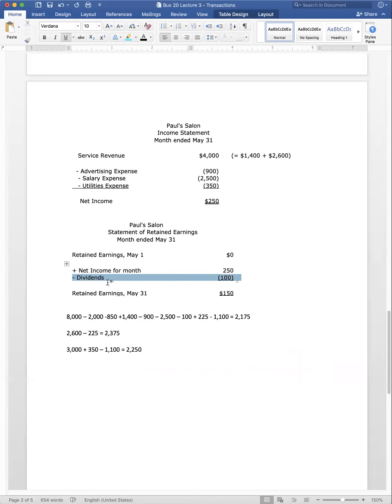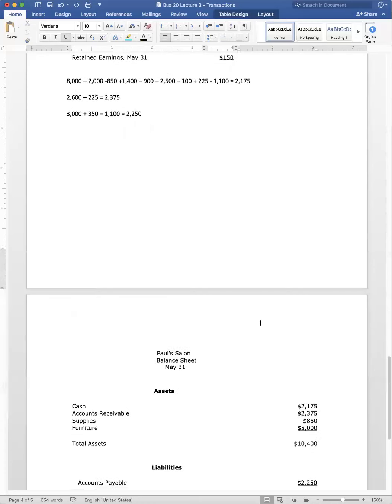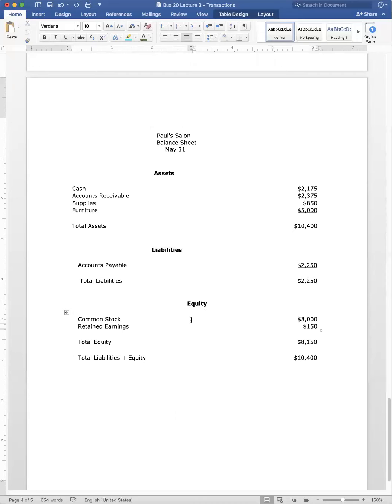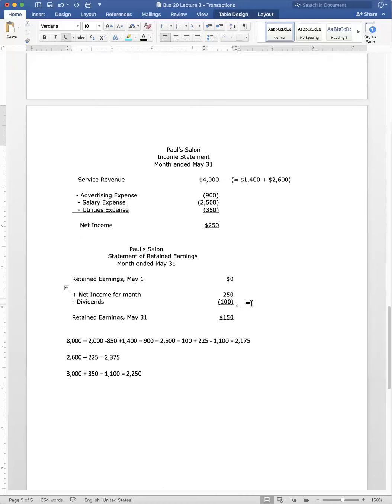The dividends are listed right here on the statement of retained earnings. So that $150 of retained earnings that I showed already includes the $100 of dividends. So I'm not going to put dividends again down here in equity, because if I did, it would be double counting it, and then the numbers wouldn't add up and I wouldn't get the balance sheet equation working out. So I can't include dividends here because they're already part of retained earnings. So they're not shown separately. The only place dividends are shown separately is here on the statement of retained earnings.